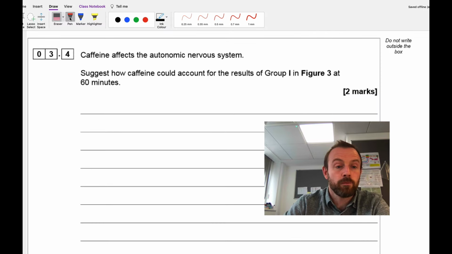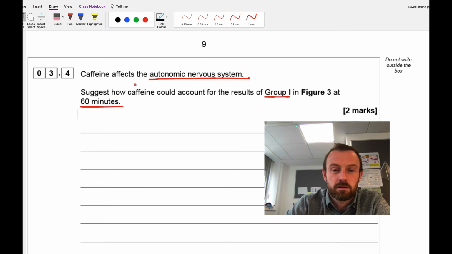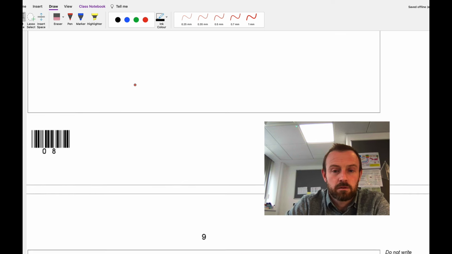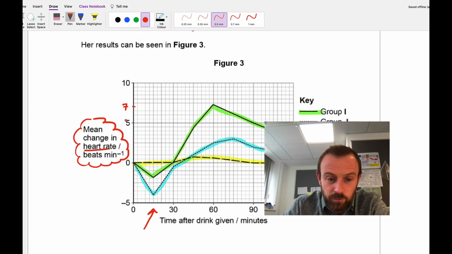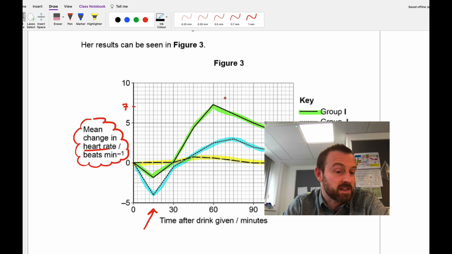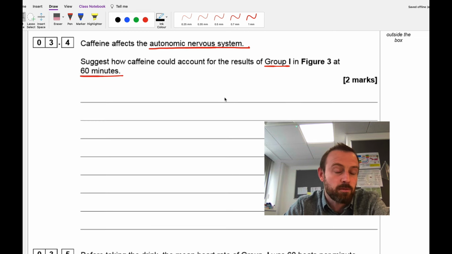Okay, 3.4. Caffeine affects the autonomic nervous system. Suggest how caffeine could account for the results of group I at 60 minutes. So, group I, up here, at 60 minutes, this is an increase in heart rate. This is the green one. At 60 minutes, we've got a heart rate of 7. So the heart rate has increased by 7 beats per minute. So we want to explain this. The question actually doesn't ask us to describe, just explain or give a reason for that.